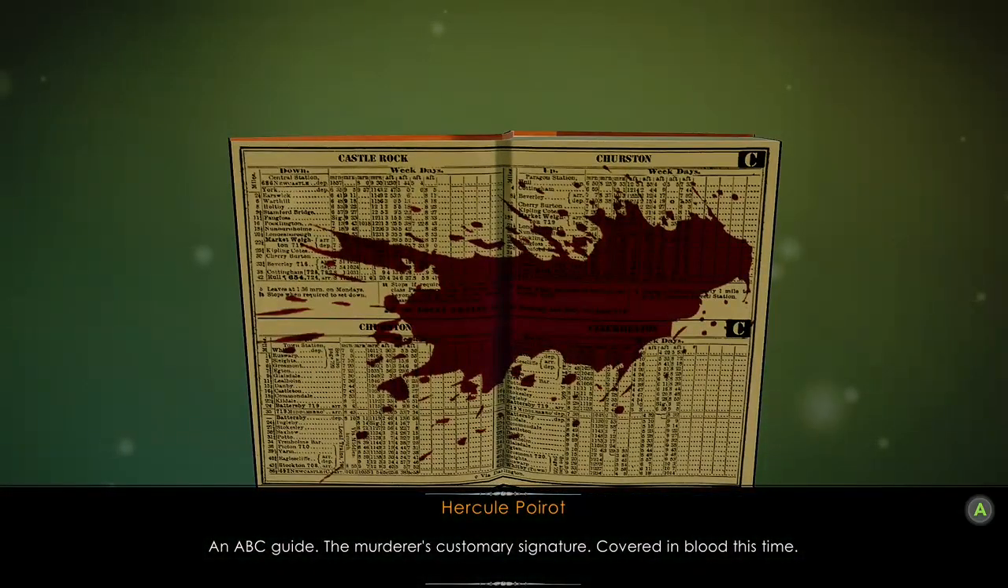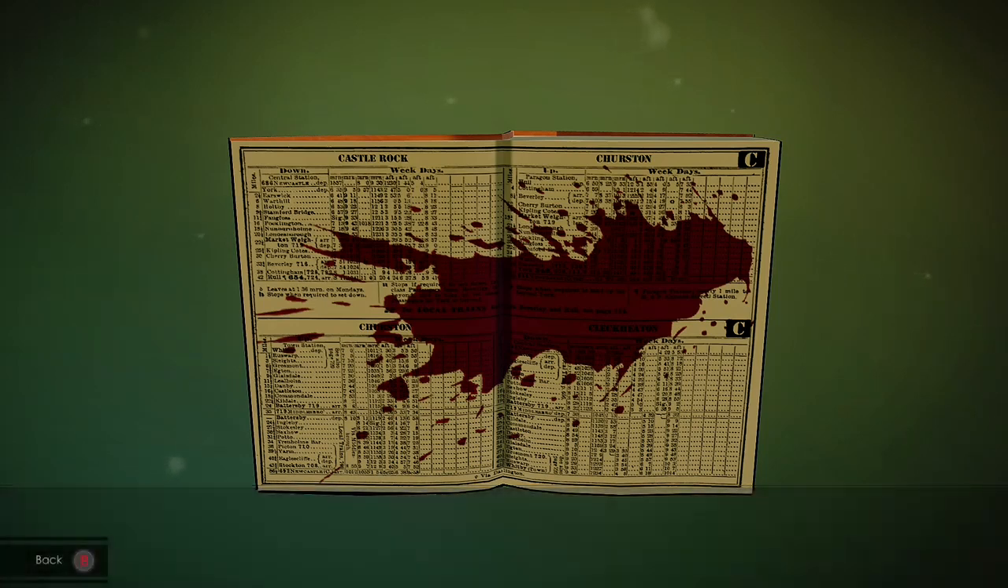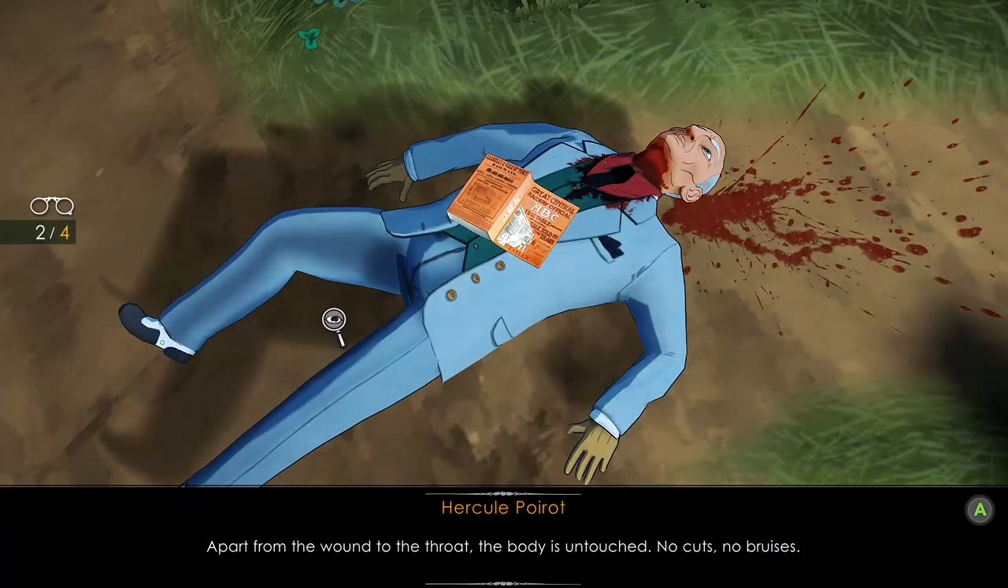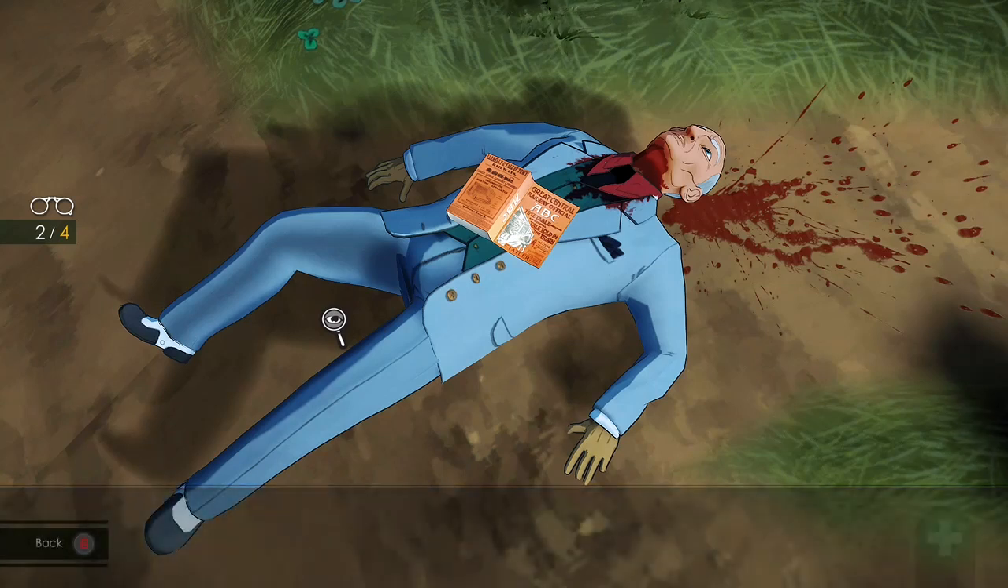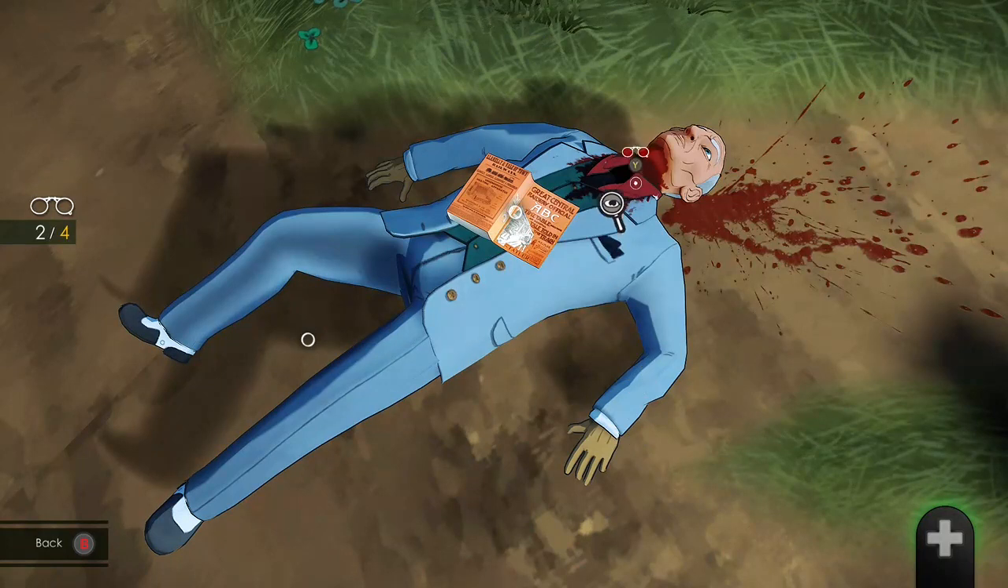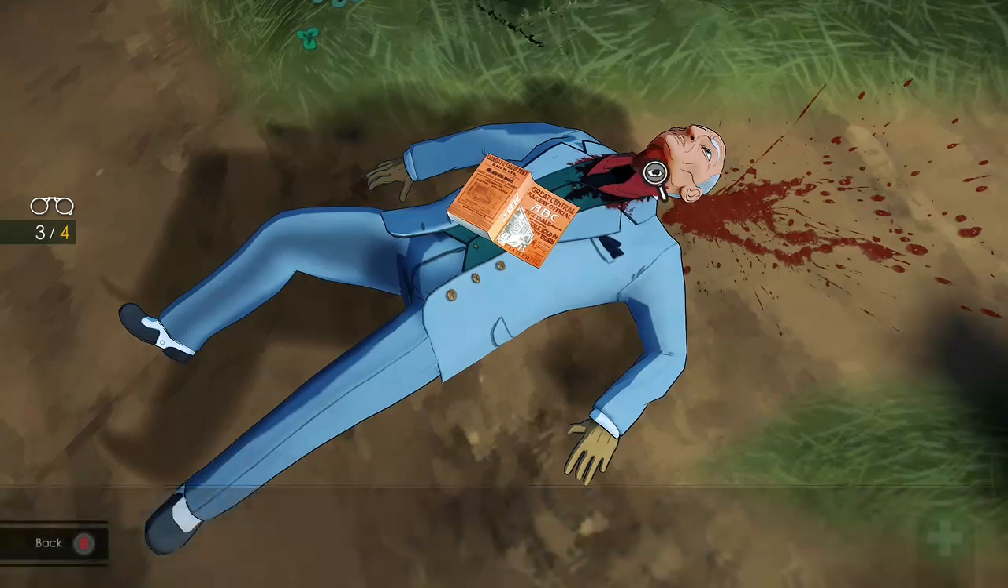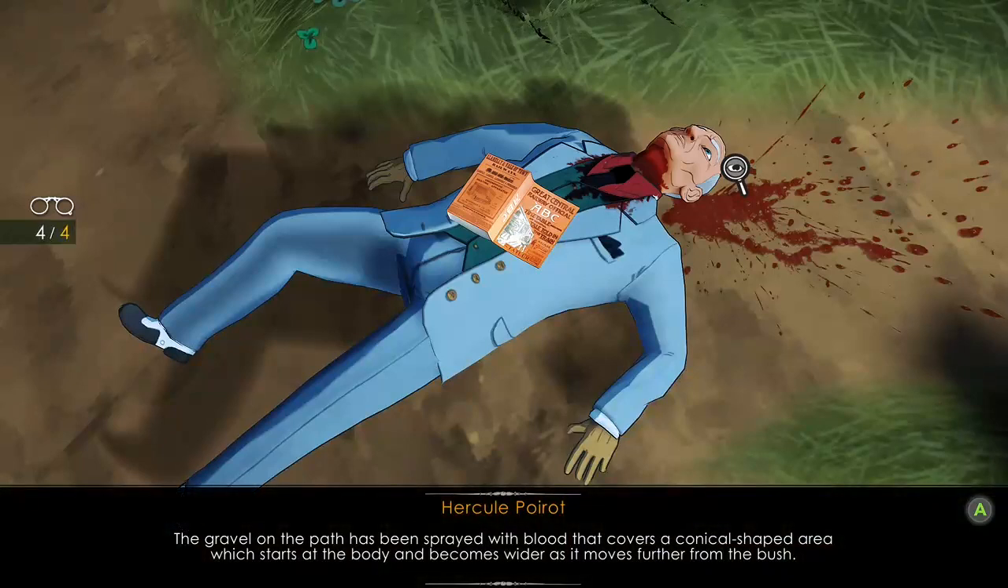An ABC guide. The murderer's customary signature, covered in blood this time. Apart from the wound to the throat, the body is untouched. No cuts, no bruises. Sir Carmichael's throat was cut. It's a clean incision, a professional murder. The gravel on the path has been sprayed with blood that covers a conical-shaped area, which starts at the body and becomes wider as it moves further from the bush.